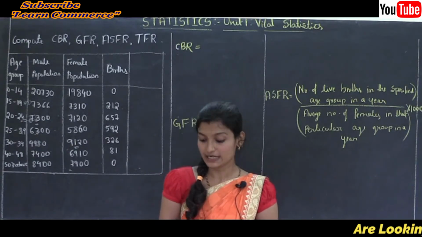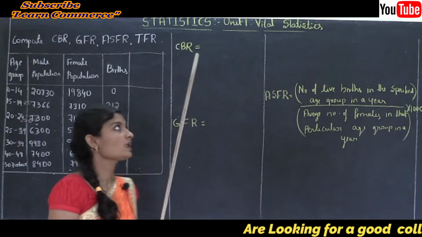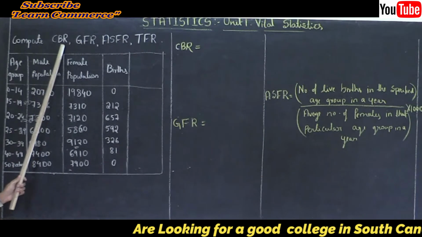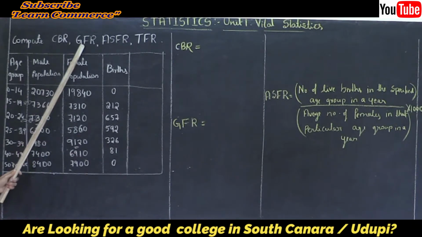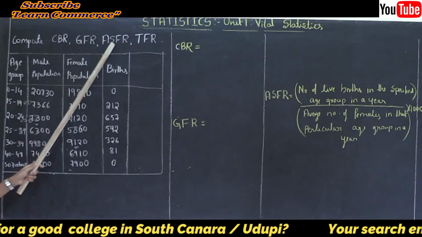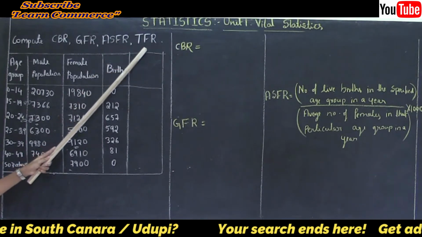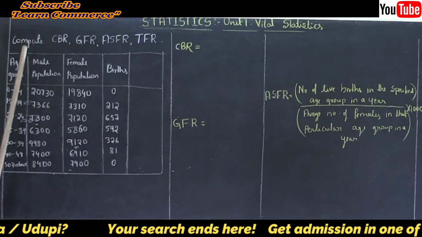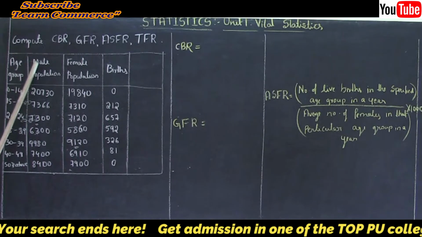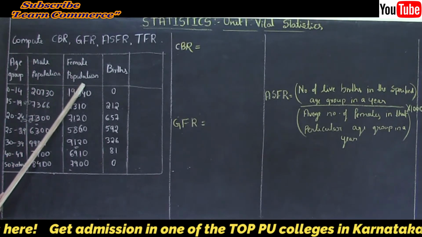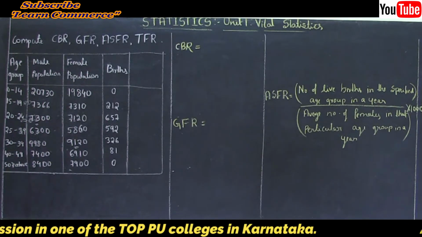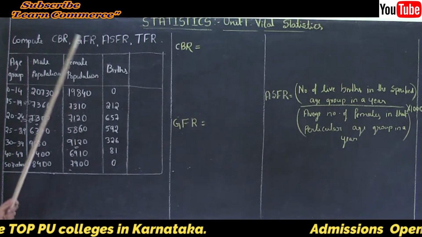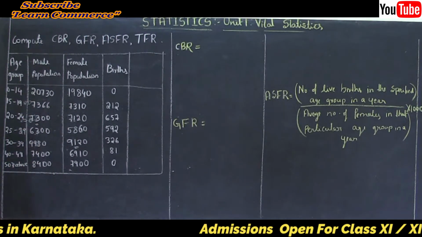Now let's see the problem. Compute CBR, that is crude birth rate, general fertility rate, age specific fertility rate and total fertility rate. The given information is age group, male population, female population and number of births. Let's see the first one, that is crude birth rate.